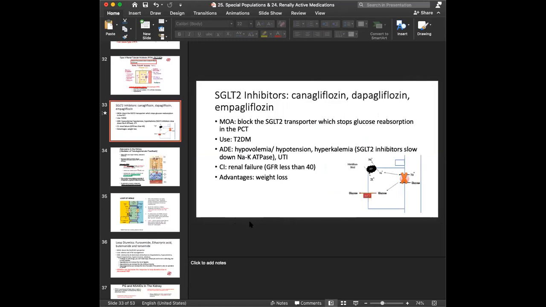Okay, SGLT2 is going to stop that glucose reabsorption in the proximal tubule. In type 2 diabetes, adverse effects are going to be low volume, hypotension, and hyperkalemia, as well as UTI. It could cause renal failure if the GFR is less than 40. It does help patients lose weight.